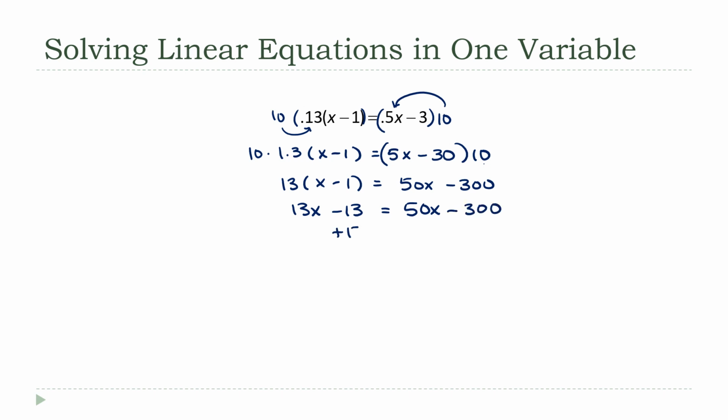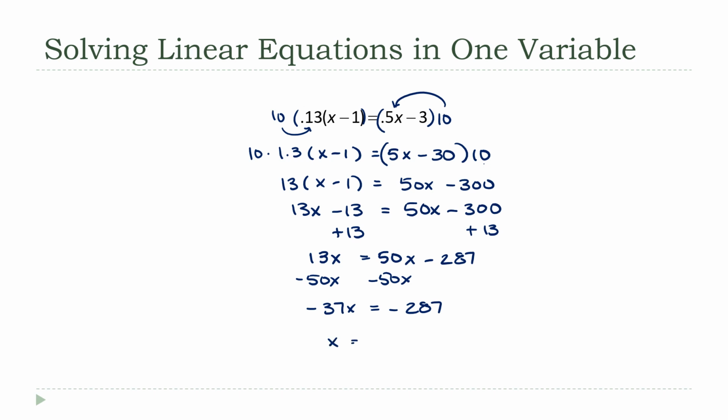Add 13 to both sides. 13x equals 50x, 300 minus 13, negative 287. Subtract 50x from both sides. 13 minus 50 is minus 37x equals negative 287. Divide both sides by negative 37. x equals, the negatives cancel, right?